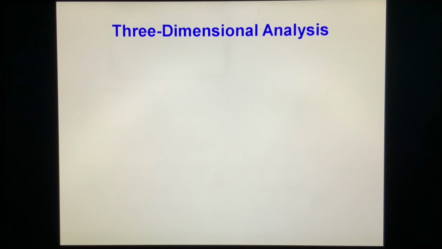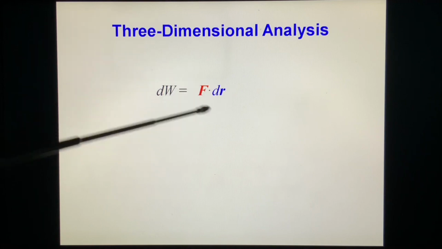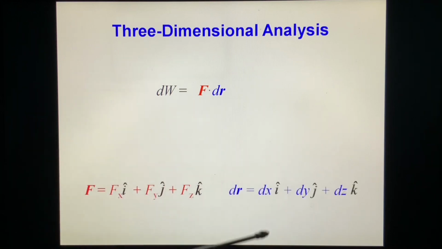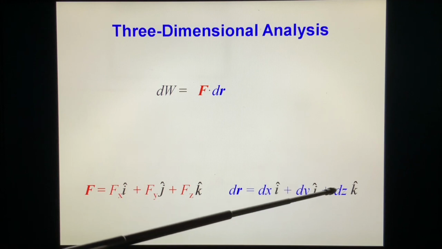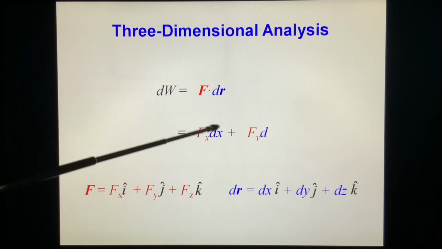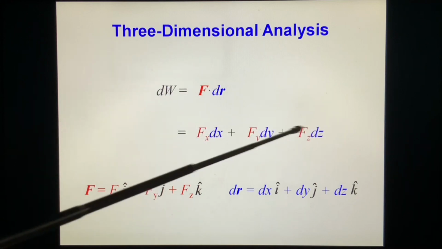Three-dimensional analysis. In three dimensions, delta W equals F dot dr. Because the force is changing all the time, we take a very small dr. F, we know, equals Fx i plus Fy j plus Fz k. dr equals dx i plus dy j plus dz k. By definition, the dot product of the two vectors equals Fx dx plus Fy dy plus Fz dz.